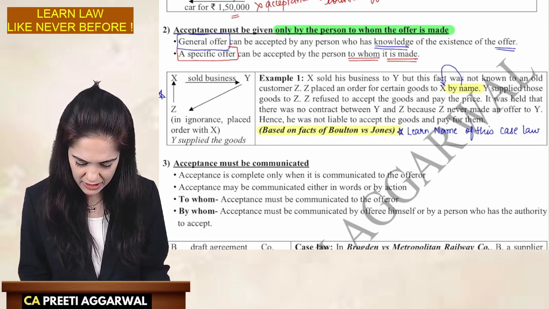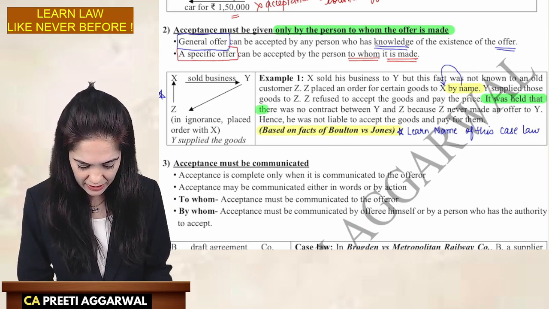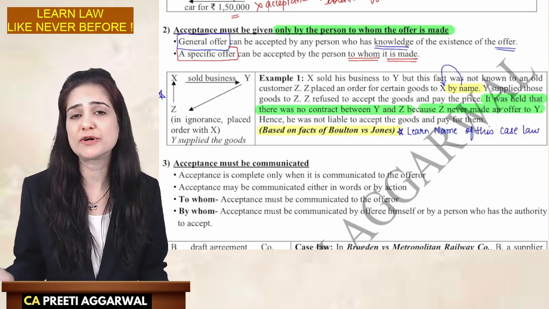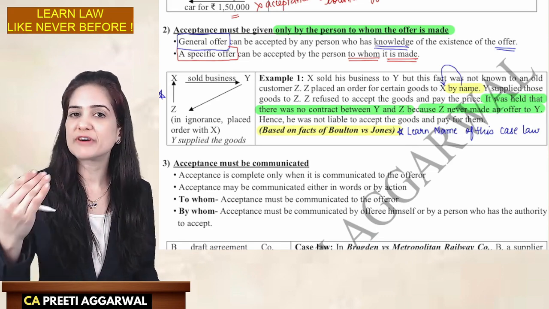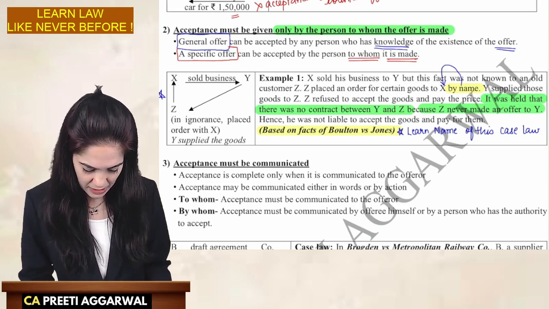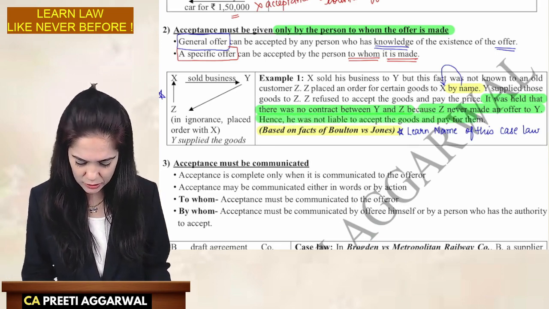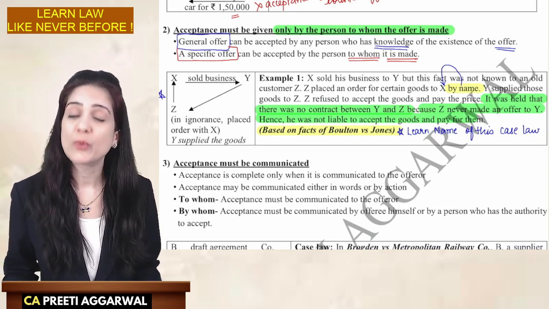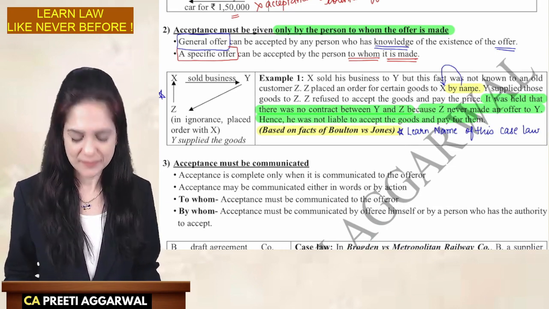It was held that there was no contract between Y and Z because Z never made an offer to Y. He made an offer to X and X alone could accept it. He was not liable to accept the goods and pay for them. Boulton versus Jones, very important for exam.